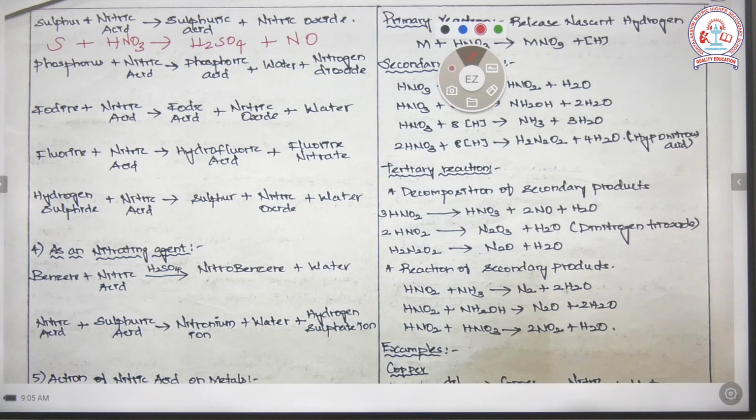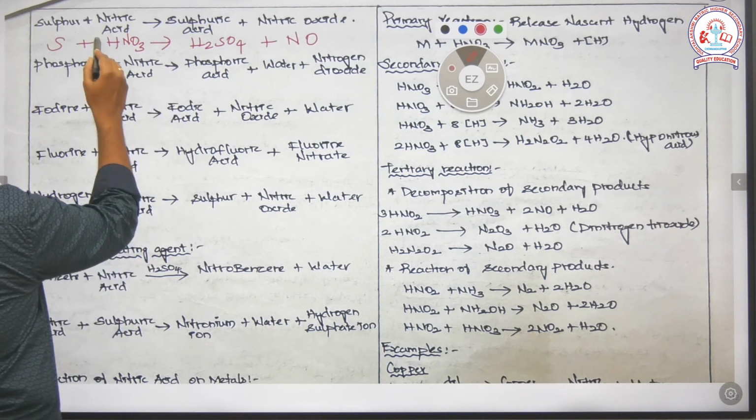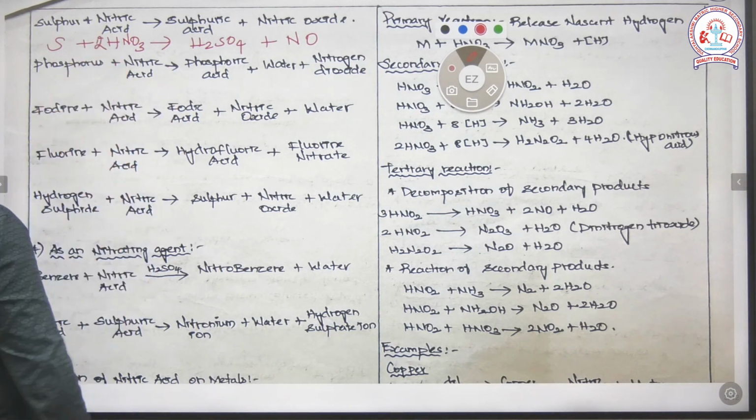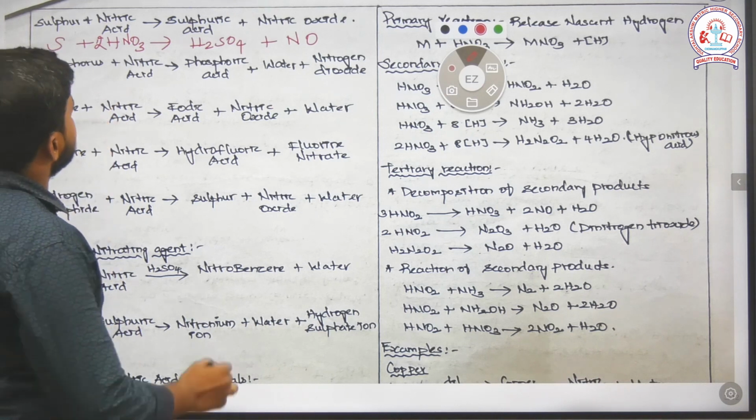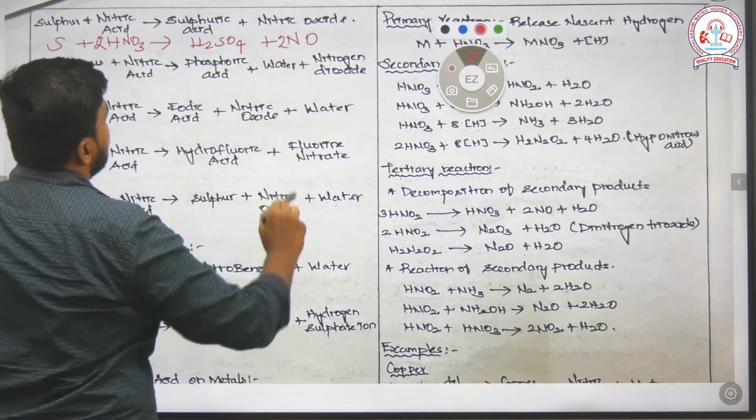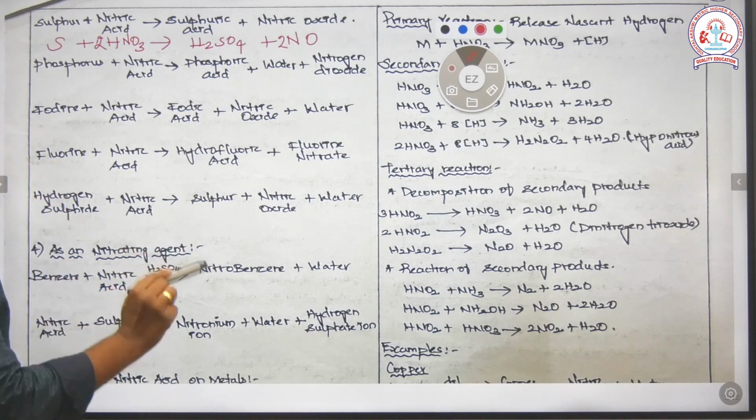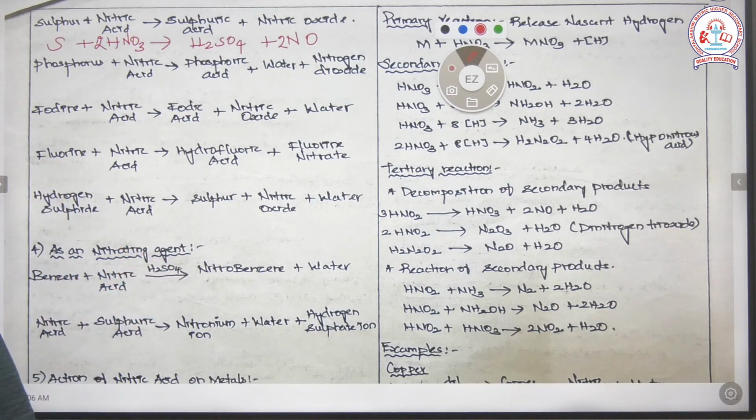To balance, hydrogen here is 2, so I need to make it 2. Okay. Sulfur 1, nitrogen 2, so I need to make it 2 here. Oxygen 6: 4 plus 2 is 6. The equation is balanced. Next one.